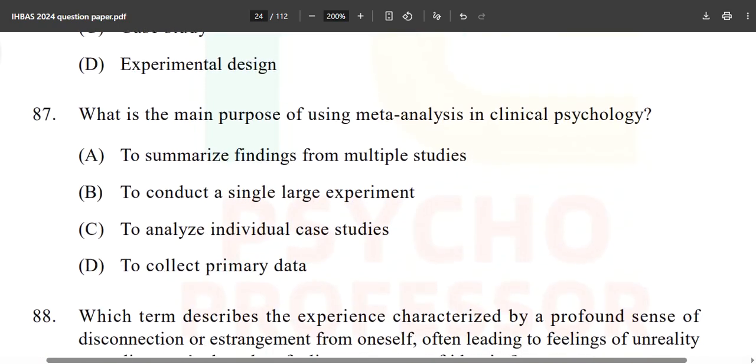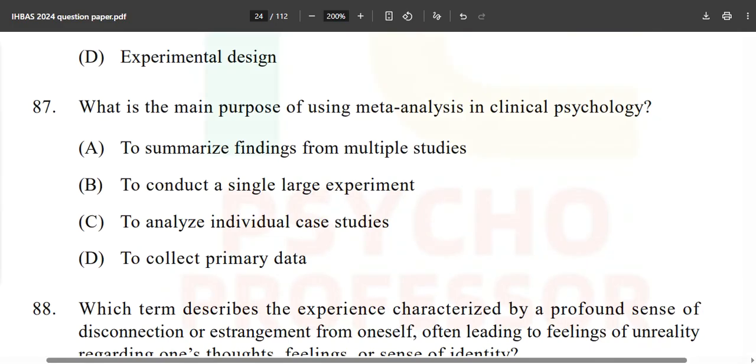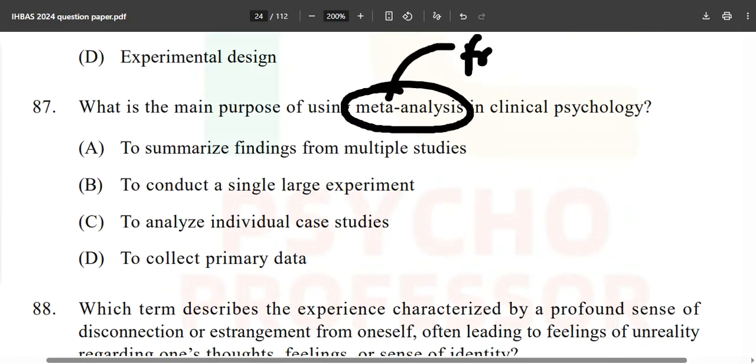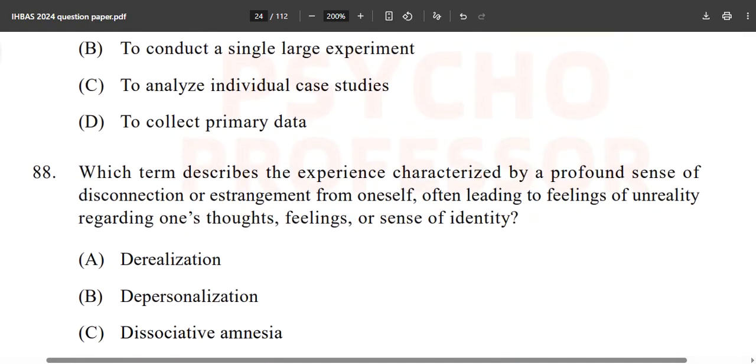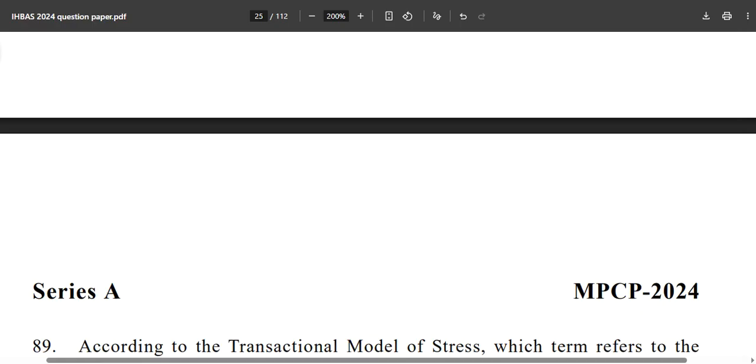And you can see the main purpose of using meta-analysis. This question was also in the pre-mock test that happened yesterday about meta-analysis. So this has been designed to make you clear the IHBAS 2025 examination, and depending upon the pattern, all these mock series are prepared, whether free or paid, whatever that scenario is.